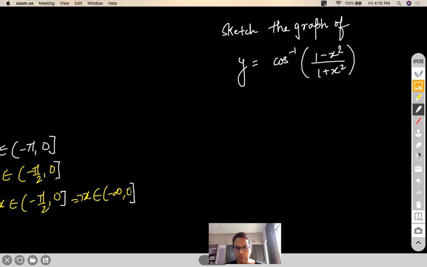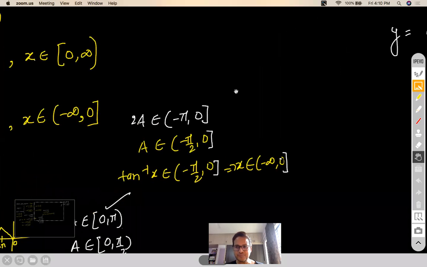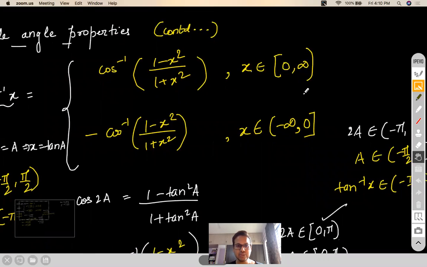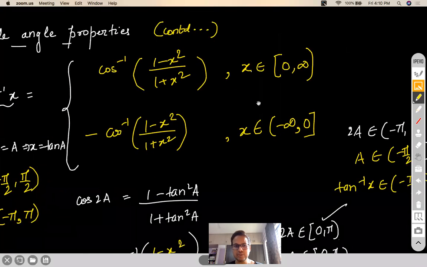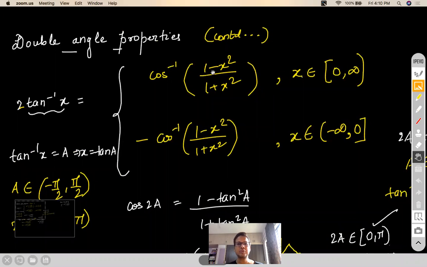Would you like to try it, or should I directly do it? Okay, I would request everybody to try it. You can use this particular formula. Make cos inverse 1 minus x square by 1 plus x square the subject of the formula. Just tell me done once you're done. Of course you can't draw the graph and tell me. Just say done once you're done with graphing it.